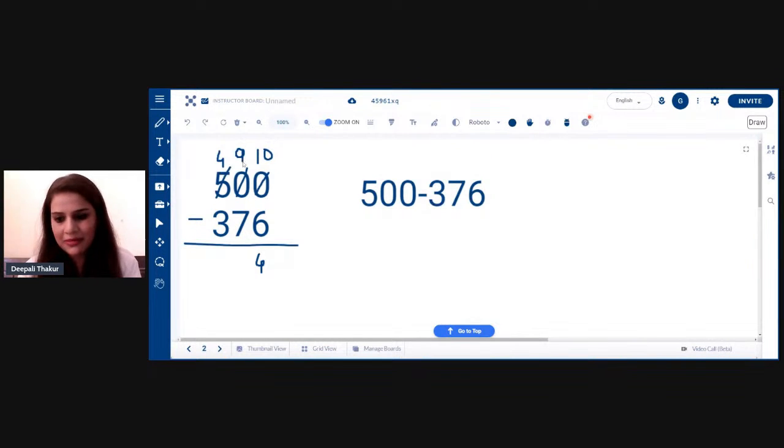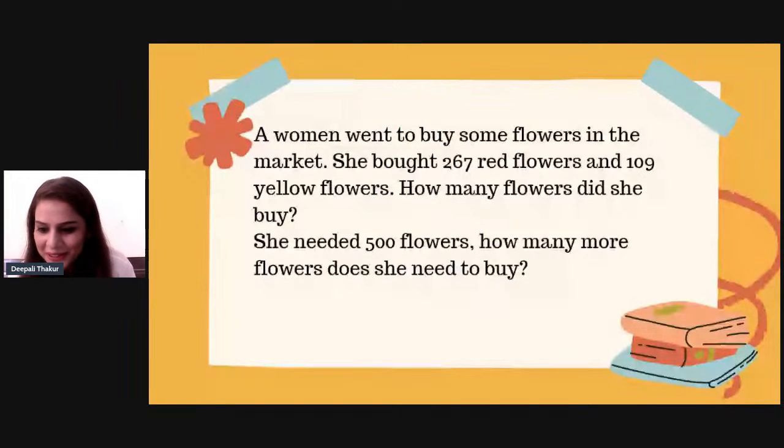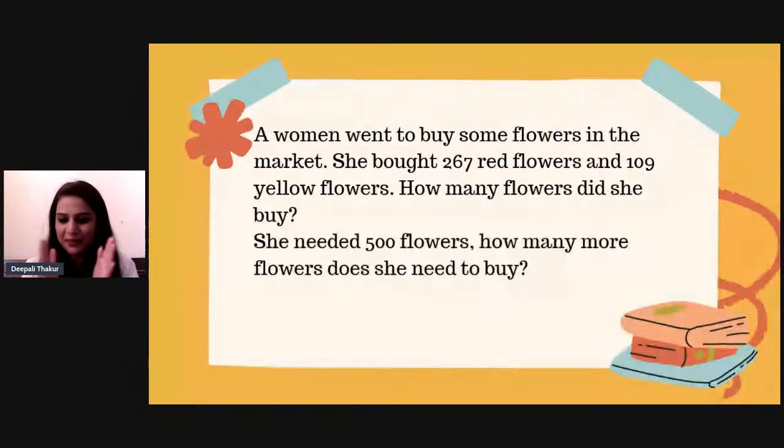I'm just looking if somebody else has any other method that's not on the screen. Expanded form of addition can be done. True that. Okay, perfect. Moving on to the next. Oh, yay. Priksha ma'am. Yes.